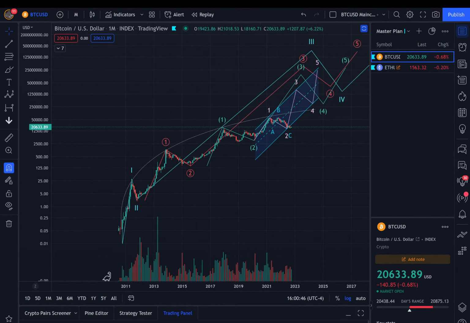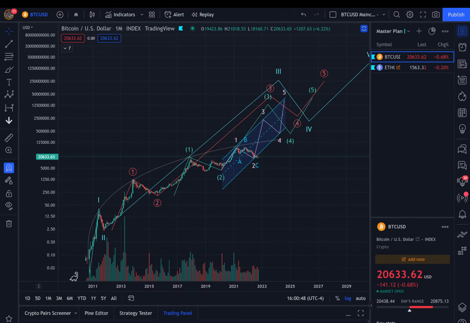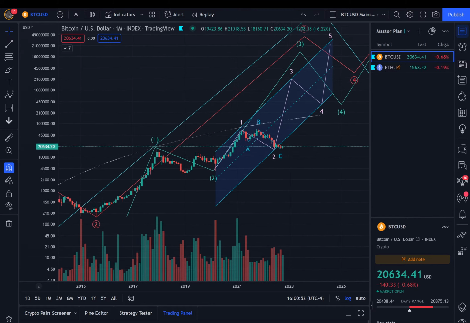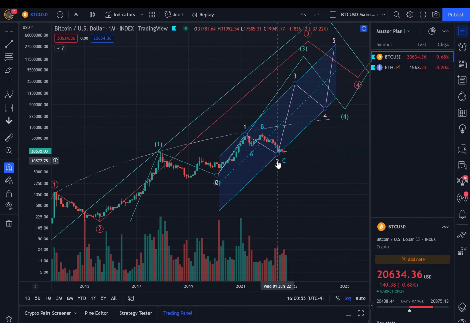So here you go. This is the master plan, and it seems like we've been at this level forever. And yeah, this is on the monthly time frame. 1, 2, 3, 4, 5 monthly candles at this 20,000 region.